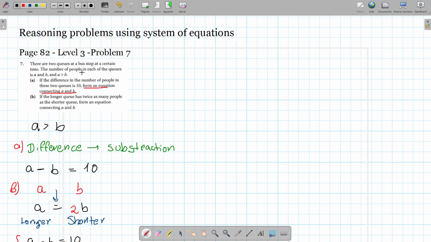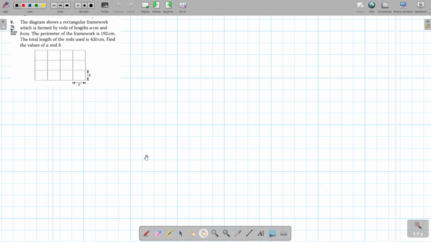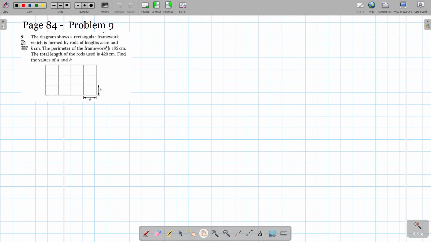This is the first problem. We are going to do just 2 problems today. We have the problem on page 84, problem 9. This one you must be careful reading and trying to interpret what the problem wants to say.